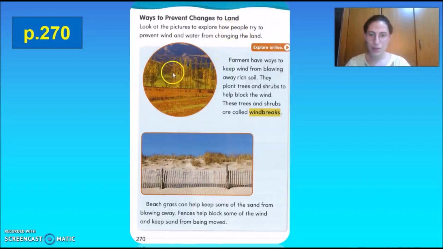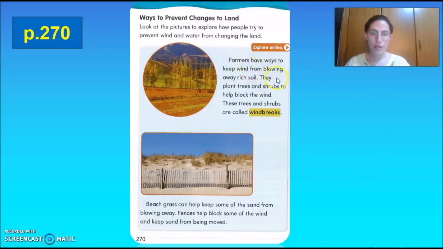Let's take a minute to observe these two pictures. What do we see? Or what do we observe? Excellent. In the first picture, we could observe really high, tall trees. They are planted in a way that they formed a wall next to each other, in a row. And then in the second picture, we could spot a fence on the beach and some beach grass. So let's check out what these ways are.